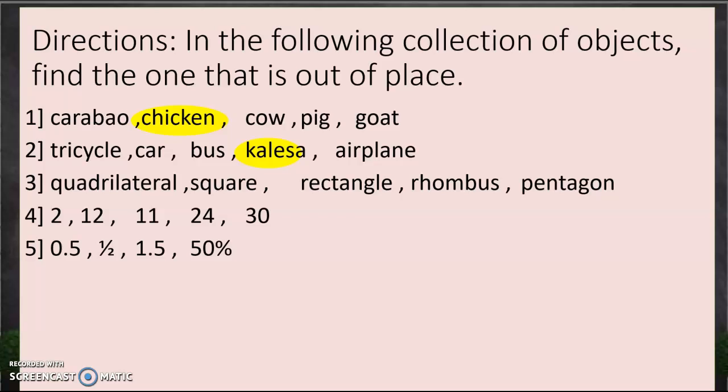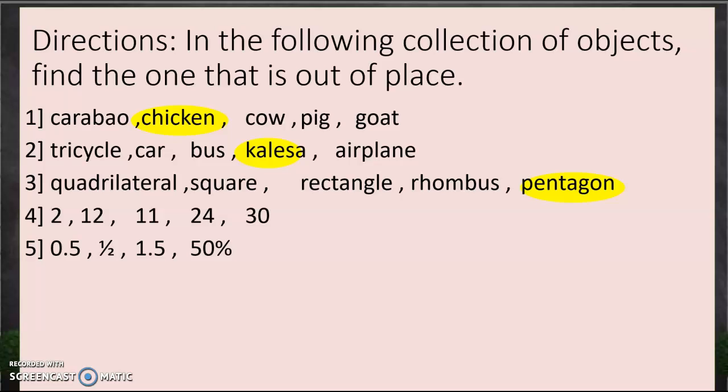Number 3: quadrilateral, square, rectangle, rhombus, pentagon. So which one is out of place? The answer is pentagon, because quadrilateral, square, rectangle, and rhombus are 4-sided polygons.